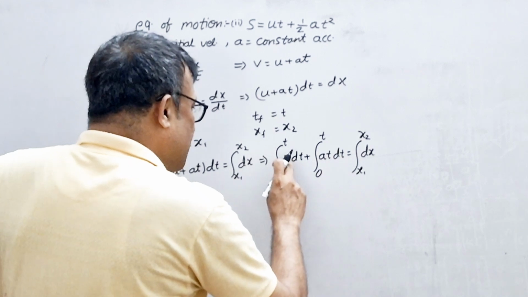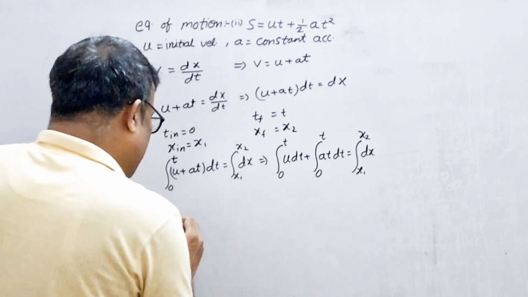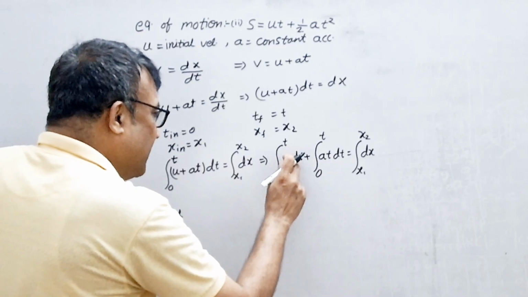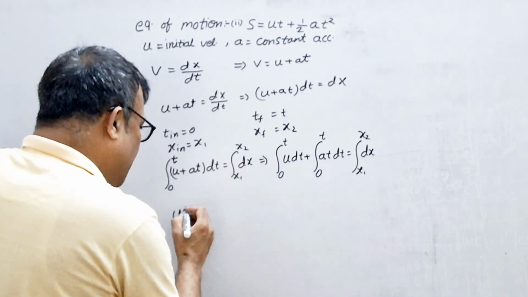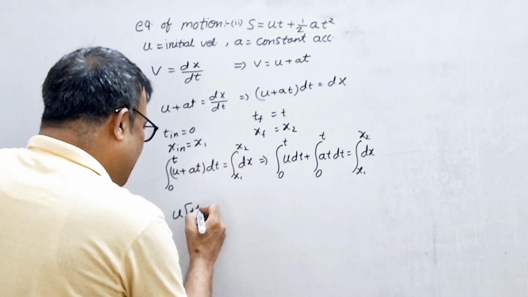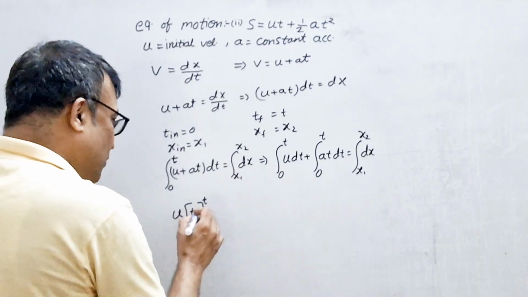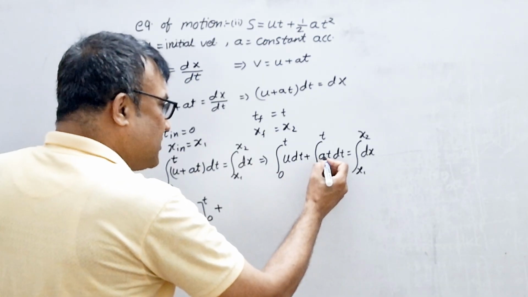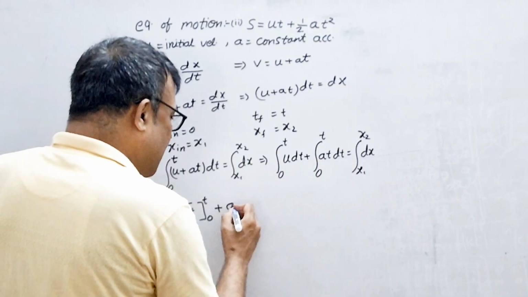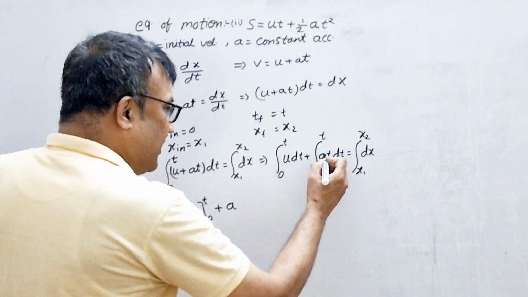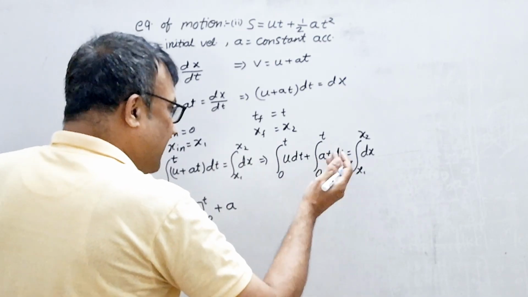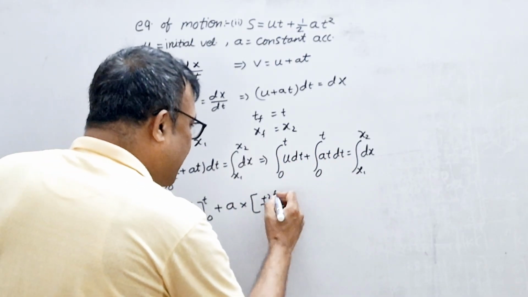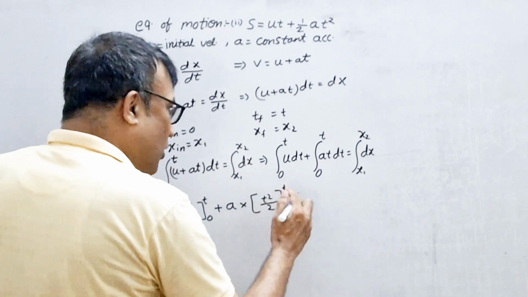U being a constant factor can be taken out of the integration. So inside the integration, it will be 1 dt. Integration of 1 with respect to t will be t. So inside the bracket, we write t and put the limit 0 and t. Plus similarly a is a constant factor here, so it can be taken out of the integration. So integration will be t dt. The integration of t will be t square by 2, which we write inside the bracket and put the limit 0 and t on the bracket.